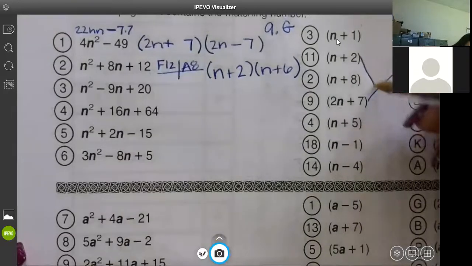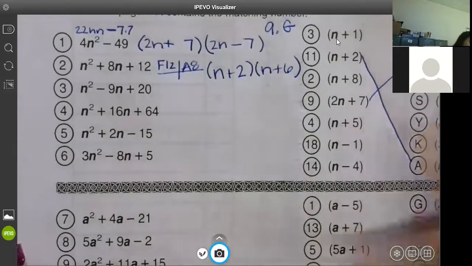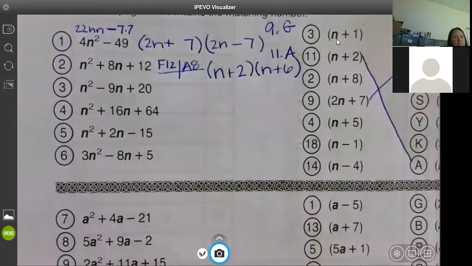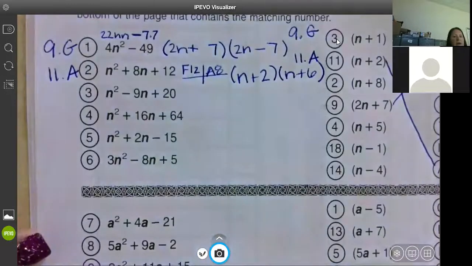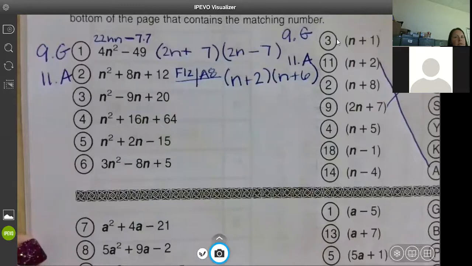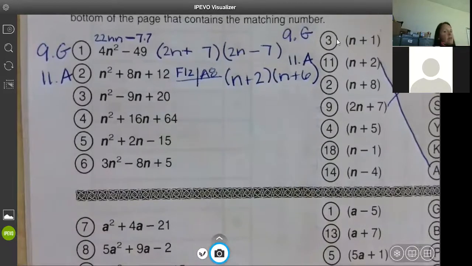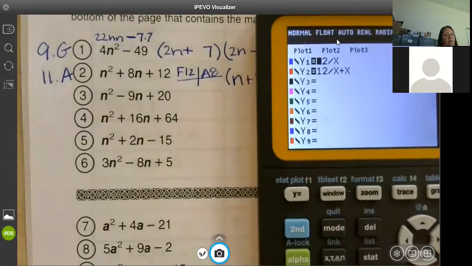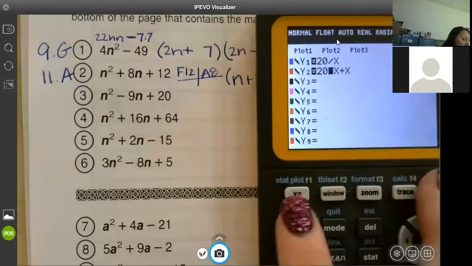So positive 2 and positive 6 shows that 11 is A. Okay, if y'all want to see that again, 9 is G, 11 is A. All right, so for number 3, I have 3 terms with no number in front. What do I put in my calculator? Instead of 12, what am I putting in? 20, the last number.